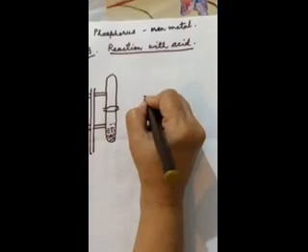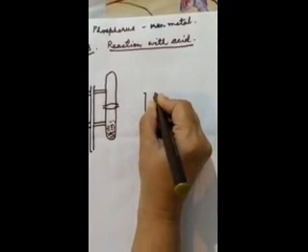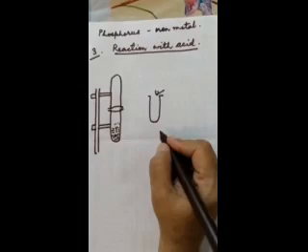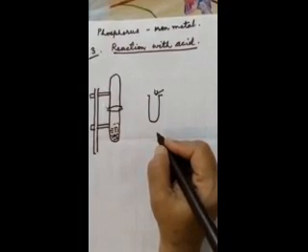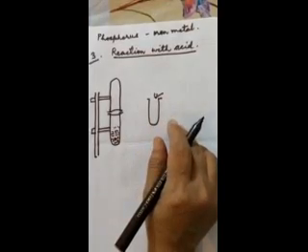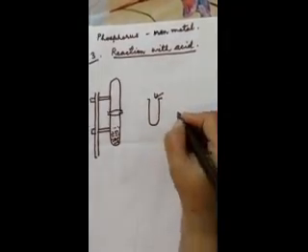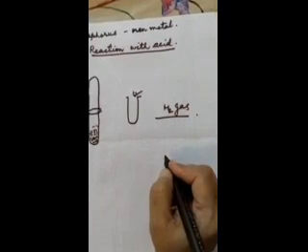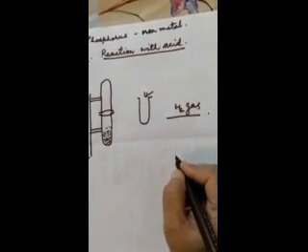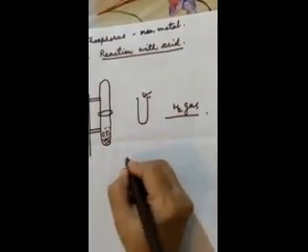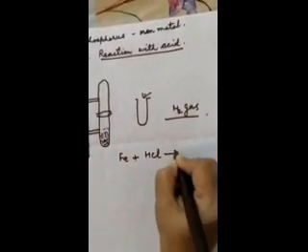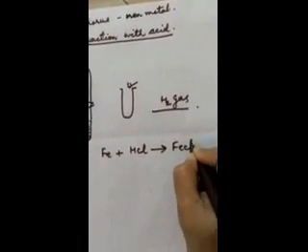We will bring again a burning matchstick near its mouth. It burns with a popping sound. Just now we have studied that this is the characteristic feature of what? Hydrogen gas. So this means that the evolved gas is hydrogen. The reaction will be: iron reacts with dilute hydrochloric acid and hydrogen gas is evolved.